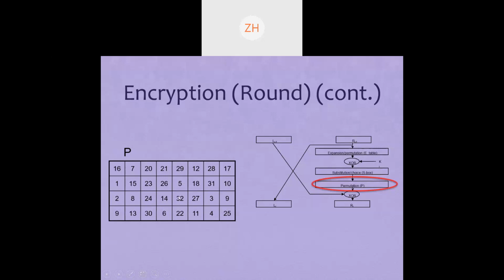Okay, bit 32. Which bit is this one? It falls in... I have no idea. Okay, 1, 2, 3, 4, 5, 6, 7, 8, 16, 17, 18, 19, 20, 21. Yeah. So bit 32 is now in the position of bit 21, and so on.